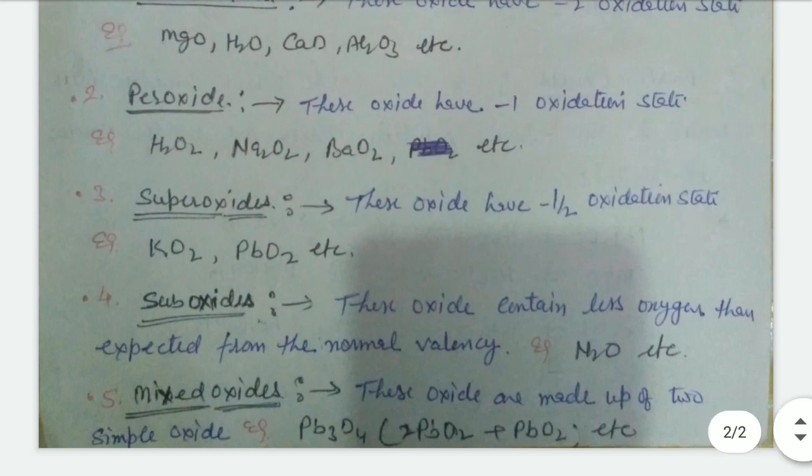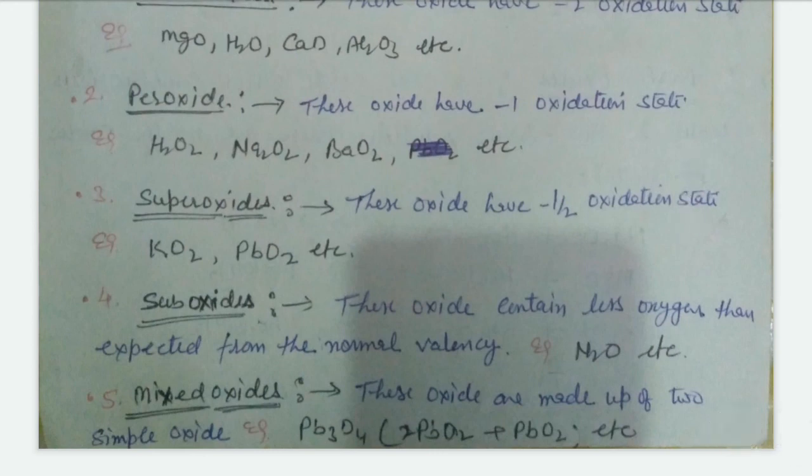And there is mixed oxide. The last one is mixed oxide. These oxides are made up of two simple oxides, like Pb3O4. It is a mixture of two oxides, PbO2 and PbO, to form Pb3O4. And other examples are also included in the mixed oxides.